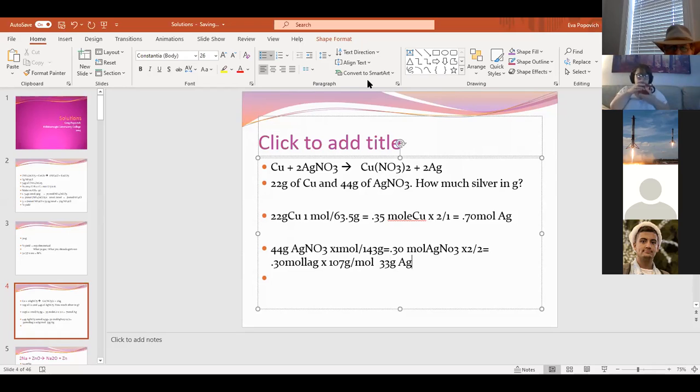Where did you get the 107 from? That's the weight of silver. Oh, okay. The atomic weight of silver. It's not exactly, it's 107 point something, but it's close enough for these purposes.